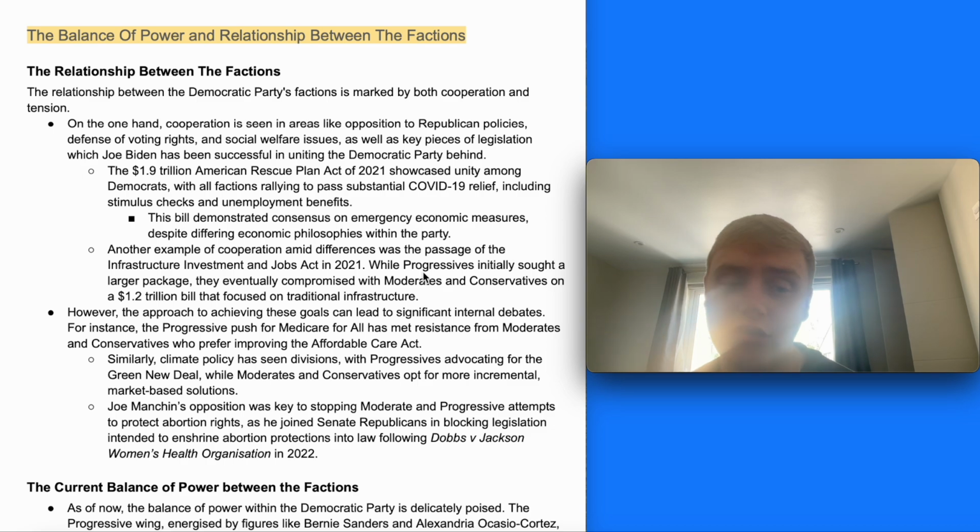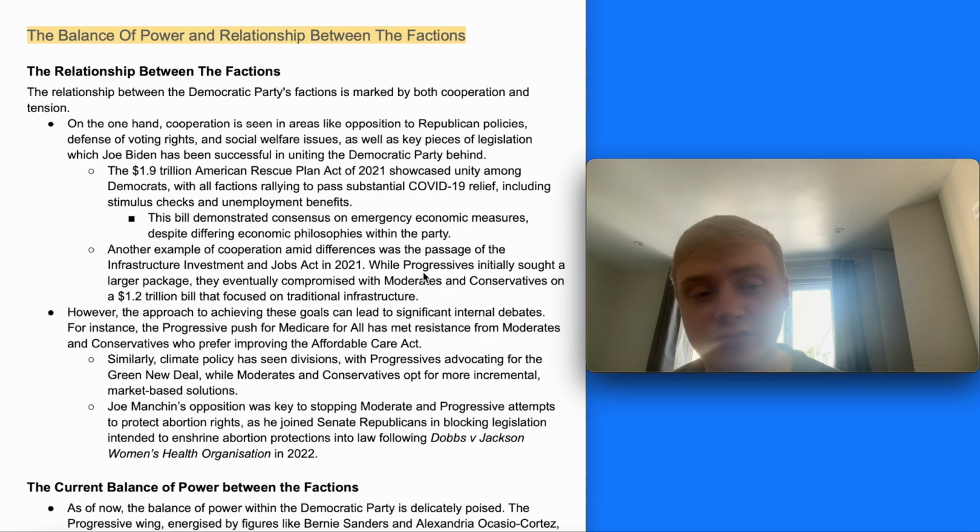For instance, the progressive push for Medicare for All has met resistance from moderates and conservatives who prefer improving the Affordable Care Act. And similarly, climate change policy has seen divisions, with progressives advocating for the Green New Deal, whilst moderates and conservatives opt for more incremental market-based solutions.